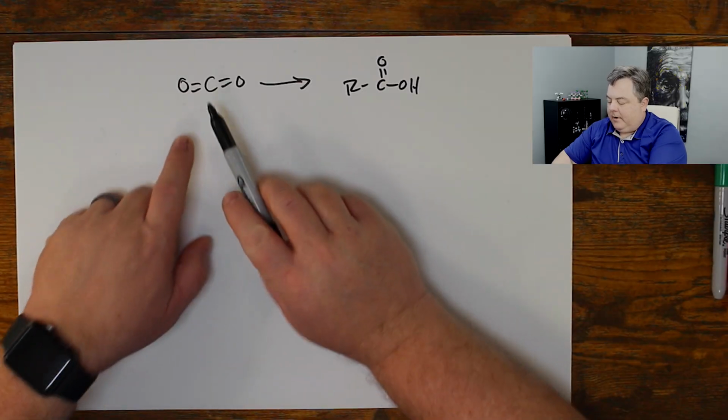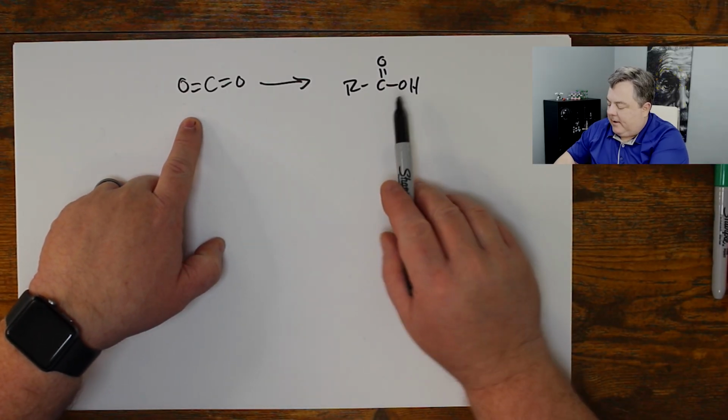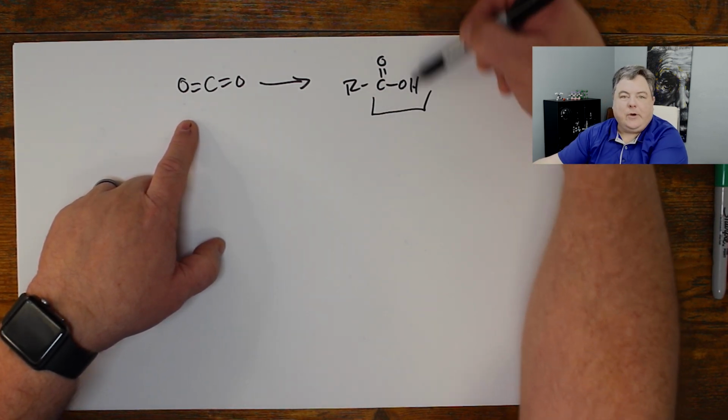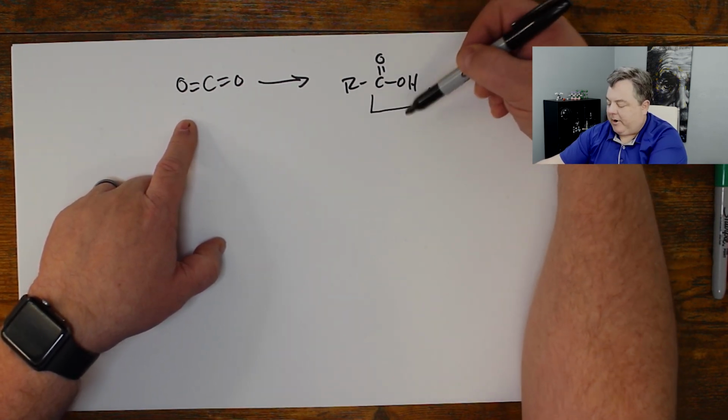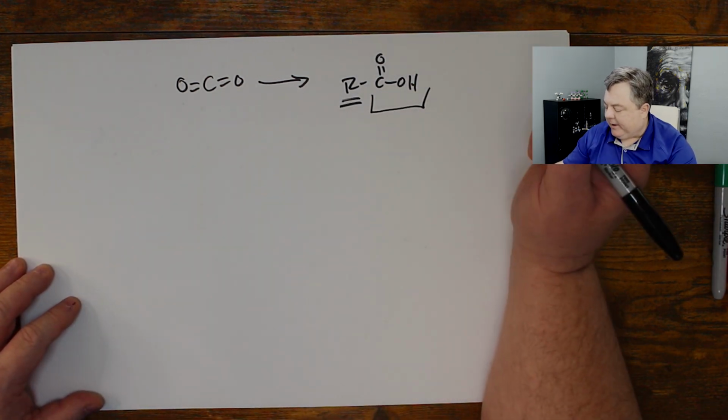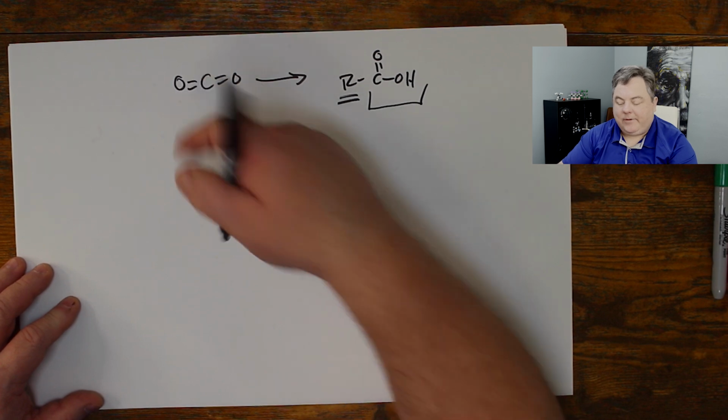In this video, I want to show you how to make a carboxylic acid from carbon dioxide. Let's jump right in. I want to take carbon dioxide and turn it into a carboxylic acid, and you can see where the CO2, carbon dioxide part is in my final compound. So I need to figure out how to get an R group attached to this carbon dioxide.